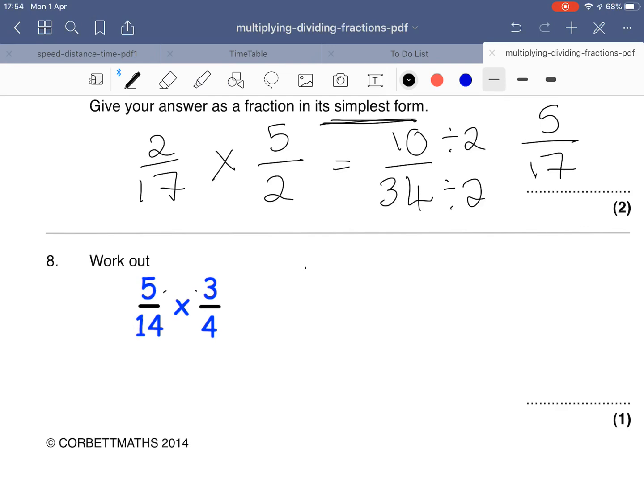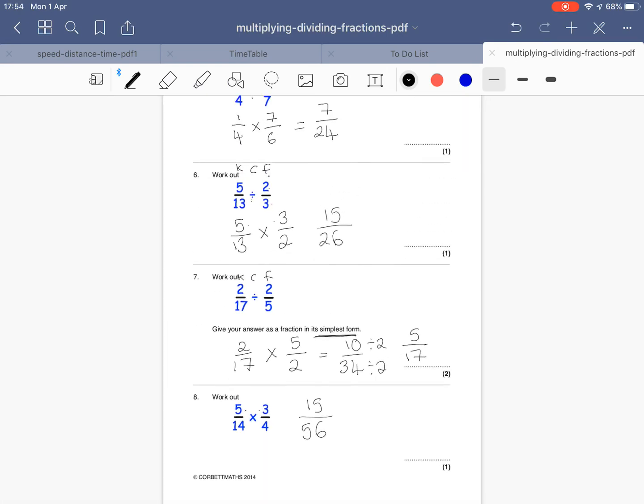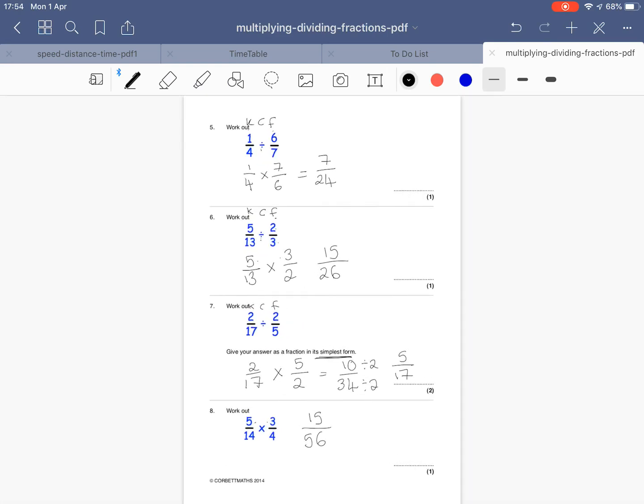This one, that's just simple times in one question. So 5 times 3 is 15, and 4 times 14 is 56. I don't think you can simplify that. It doesn't ask us to, so I'm not going to.